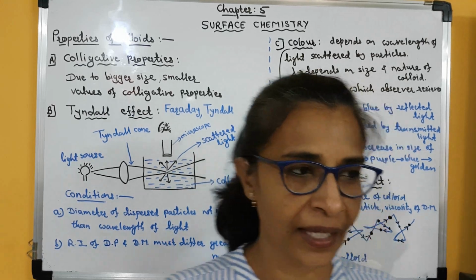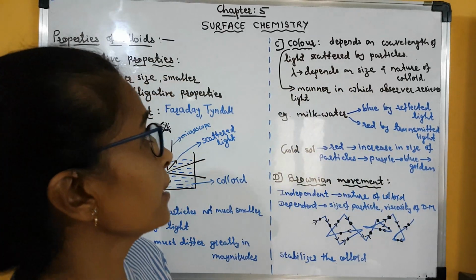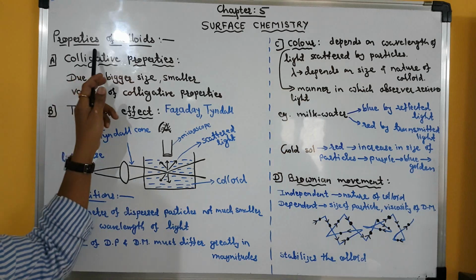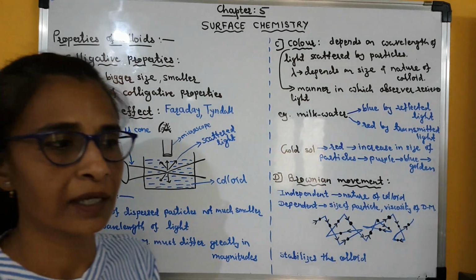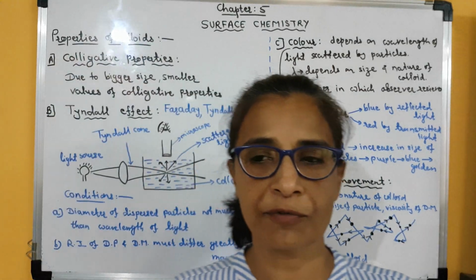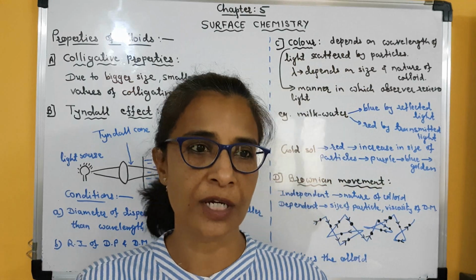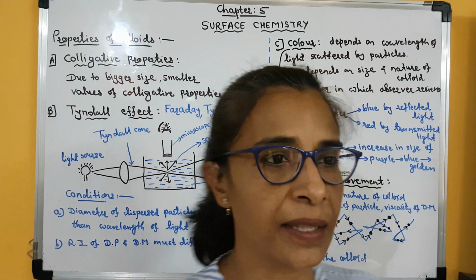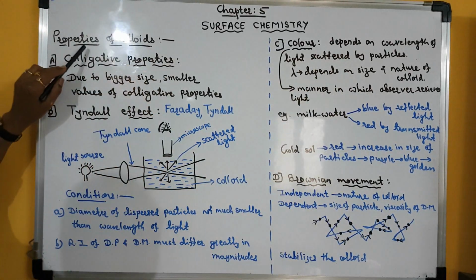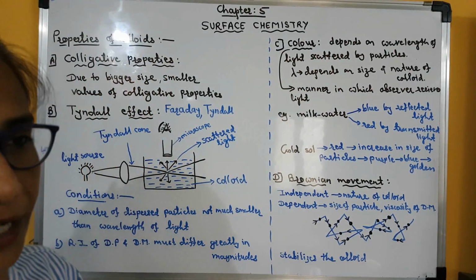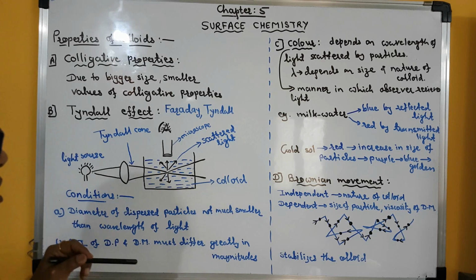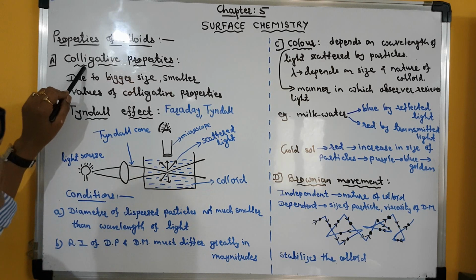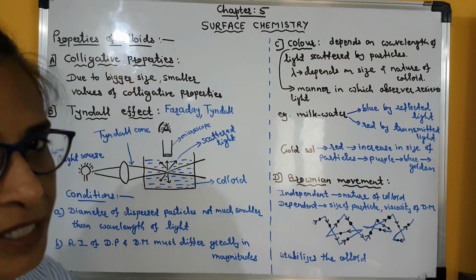Hello everyone. We are going to study the properties of colloids, that is in the fifth chapter of your textbook. The heading of the chapter is surface chemistry. In that, today we will go for the properties of colloids. The first property which I have written here is colligative properties.